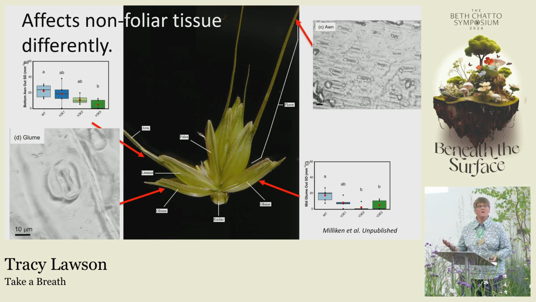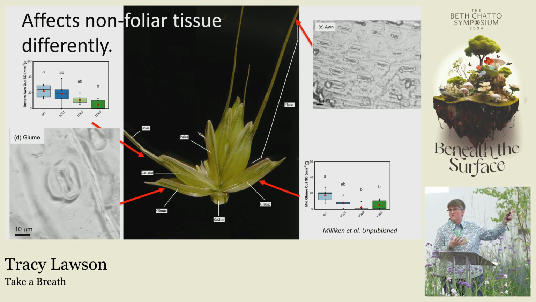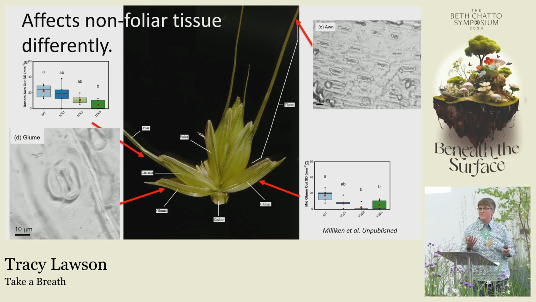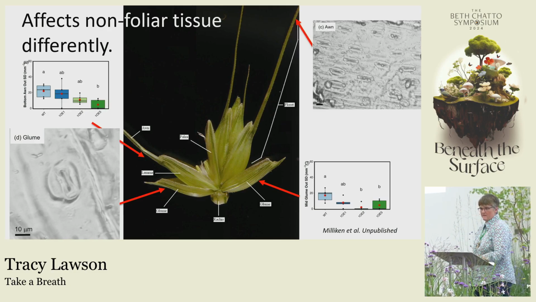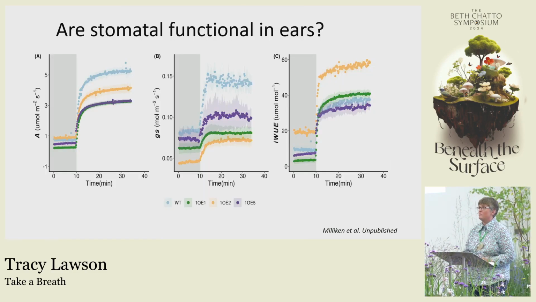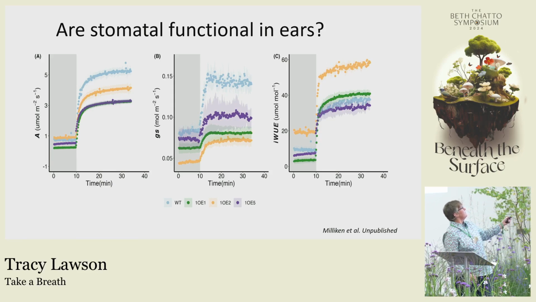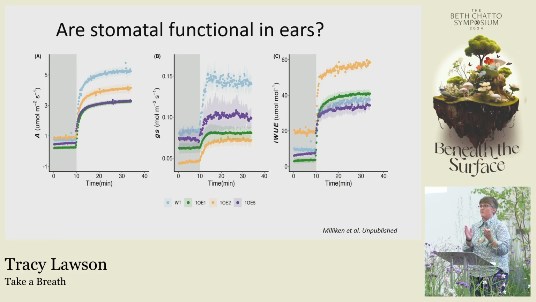What are they doing? We know that these are green. There's probably some photosynthesis going on. But are the stomata functional, and what are they doing on the plant? So we've actually looked at that, and we can see that they are functional. We've done, again, this change in light. There is a bit of photosynthesis going on. These numbers are quite low here. Don't worry about the different lines, but just see the pattern. But the stomata are functional. They are opening in response to light.